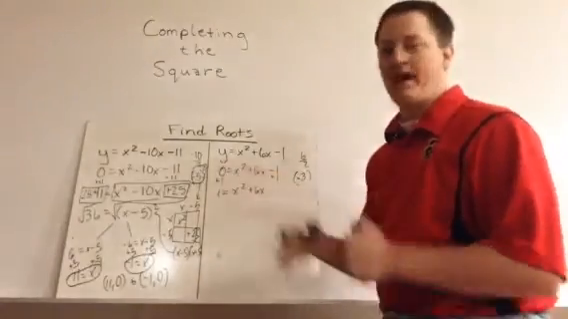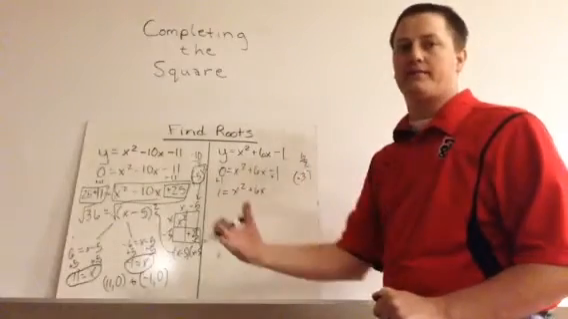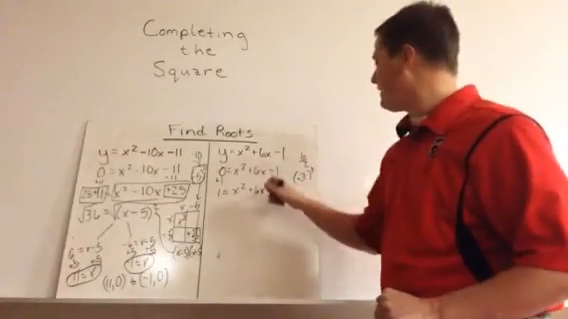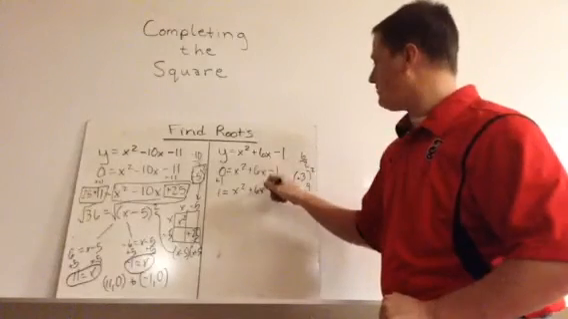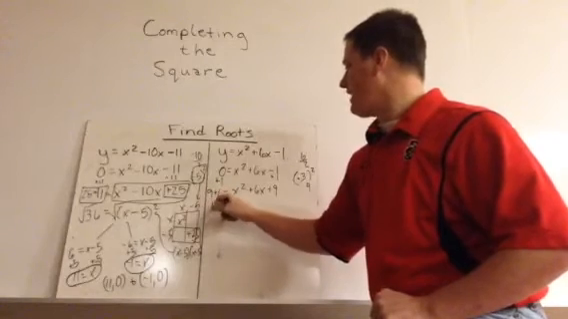Last one was negative 5. That's why we had x minus 5. This one's positive 3. That's going to give us a plus in our problem. We're going to square it to get a positive 9. So we're going to add 9 to both sides. It's going to give us 10 equals.